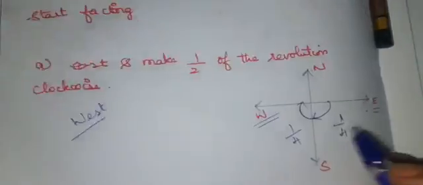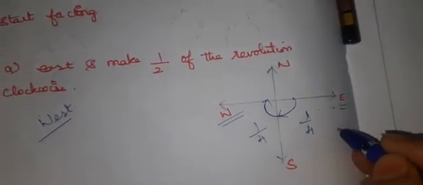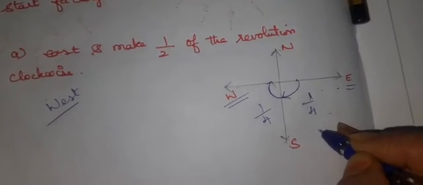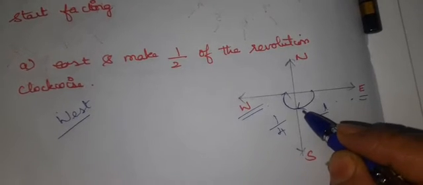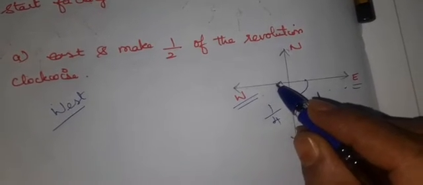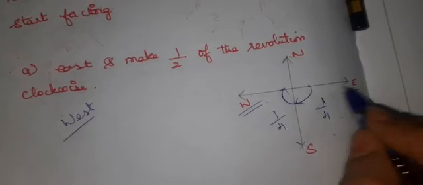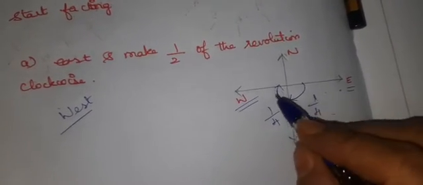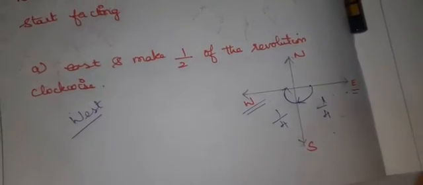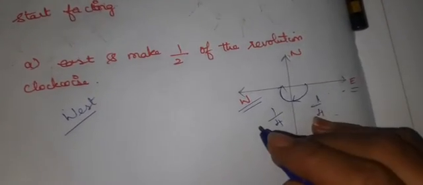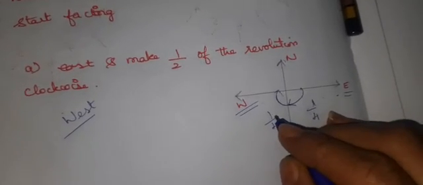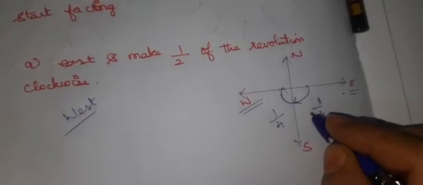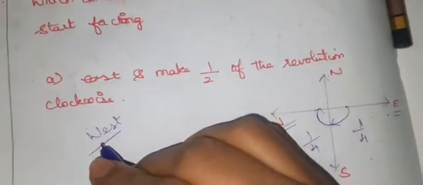The answer is west. First you have traveled from east to south and that forms 1 by 4 of the revolution. Again from south you are traveling in the clockwise direction because from east you are making totally half the revolution. So a total revolution is 4 right angles. So half the revolution means it is of 180 degree. So from east to west it is half the revolution. So the answer is west.